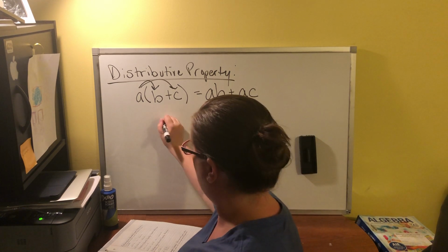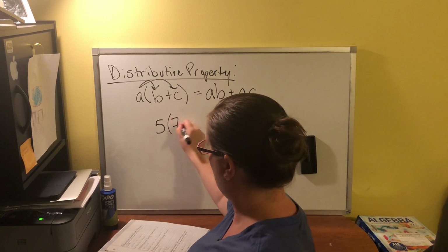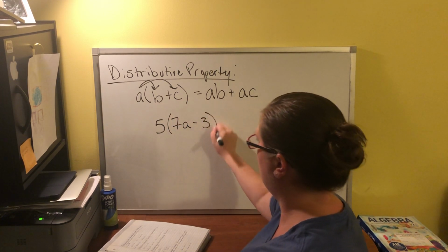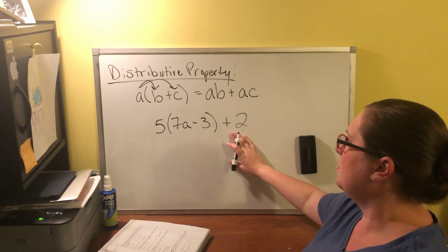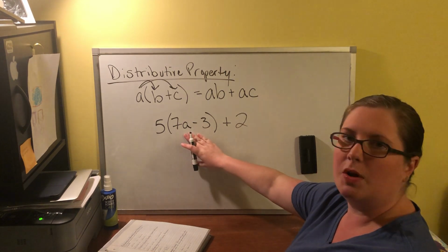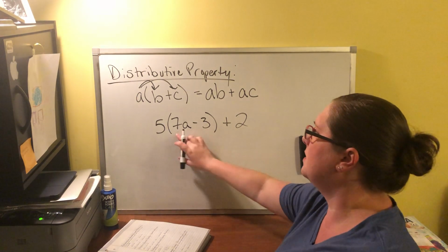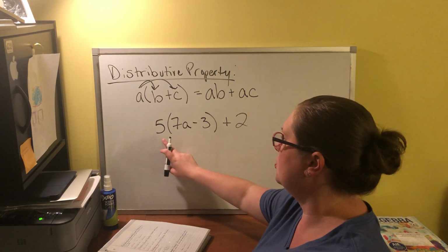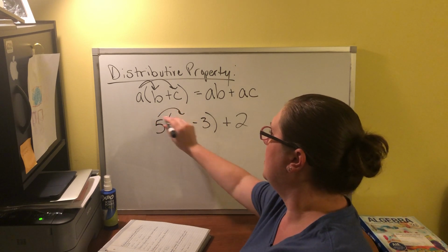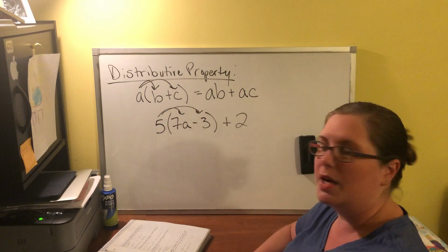Let's look at something like 5 times the quantity of 7a minus 3, and I have a plus 2 outside the parentheses. I can't handle this plus 2 yet. I need to handle the parentheses according to order of operations, and I can't do anything here. So my next step now is to look in front and see if I can distribute, and I can distribute the 5. So that's what we're going to do next.